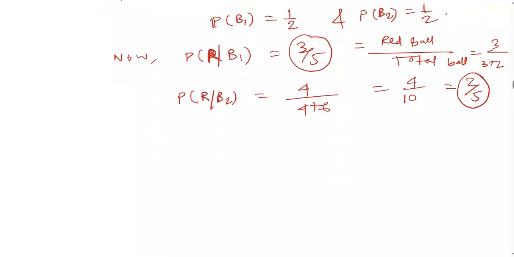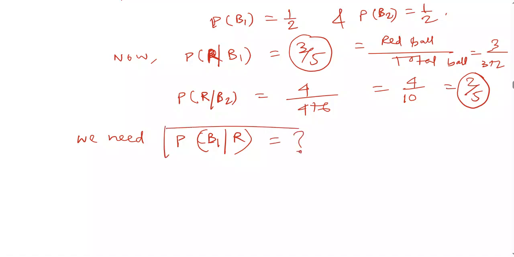But according to the given question, we need probability of B1 given that the ball is red. What is this? We need this one. Now use Bayes theorem.